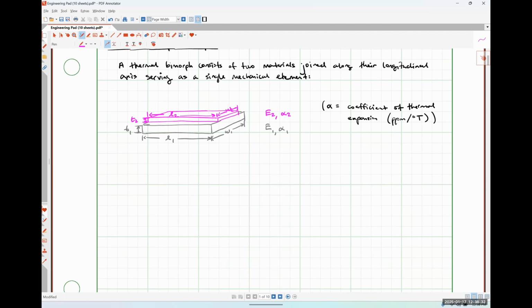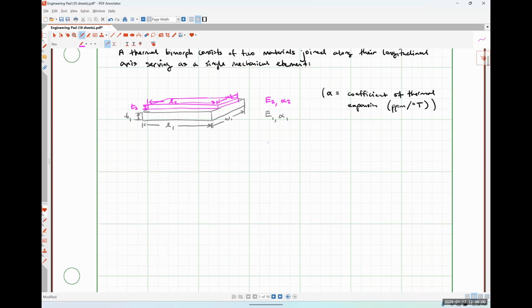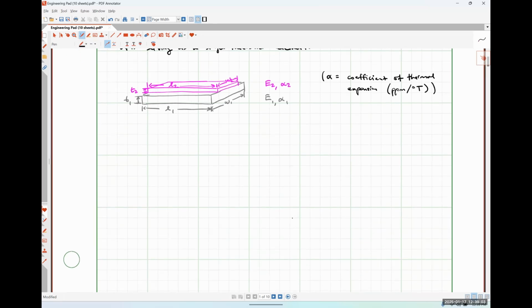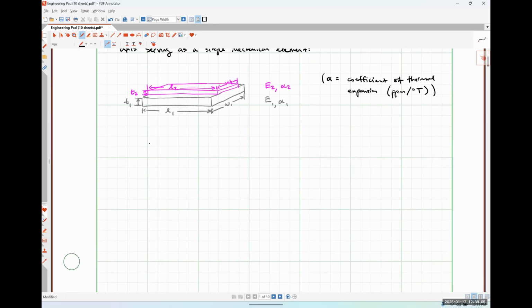So if these two materials have different coefficients of thermal expansion, each layer will undergo a different change in length for a given change in temperature. Because the materials are considered as tightly joined at the interface, this difference in thermal expansion causes the beam to bend towards the layer with a lower coefficient of thermal expansion. So effectively what we should see would be something like this.